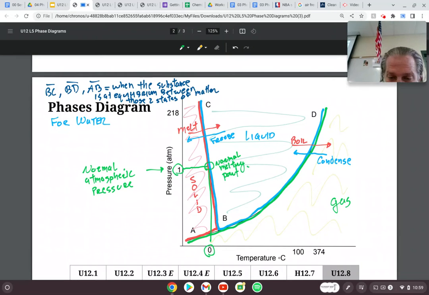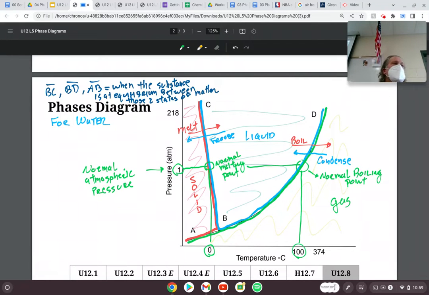If I continue this line straight across, when I get to this intersection here and drop it straight down, this is known as the normal boiling point. Okay. So I can identify the normal melting point and the normal boiling point based on where the line of equilibrium between solid and liquid and between liquid and gas is in relation to 1 atmosphere of pressure.